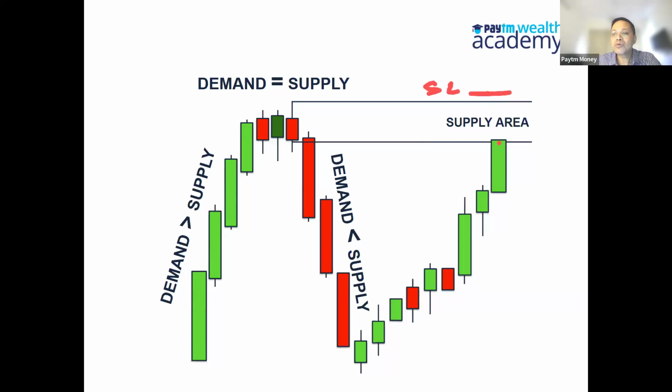Now, there are 3 entries that we have discussed. Number 1 entry is when the price comes and touches the zone. The second, number 2 entry, is inside the zone. And the third entry is when the price leaves the zone. That is called number 3 entry. So there are 3 entries that we have discussed.